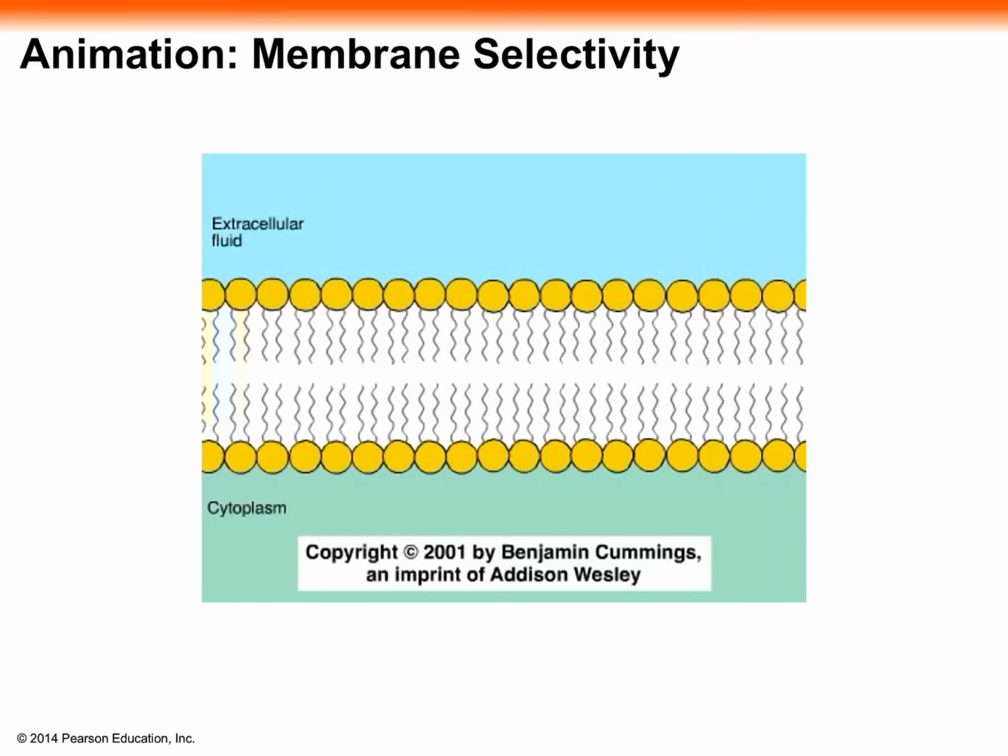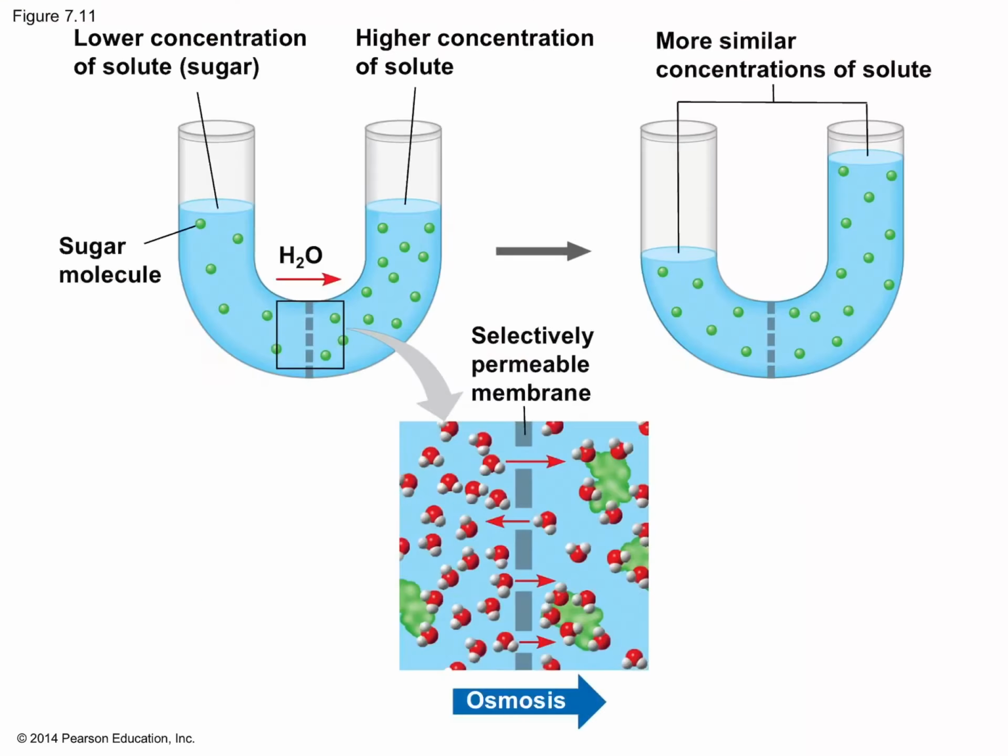All right, now we're going to take that one step further and talk about a special case of passive transport. That special case is osmosis. Osmosis is what you're seeing an example of right here, and I'll explain this figure in just a moment, but for now, let's define osmosis. Osmosis is simply the diffusion of water across a selectively permeable membrane. So osmosis is diffusion, it's passive transport, but specifically of water.